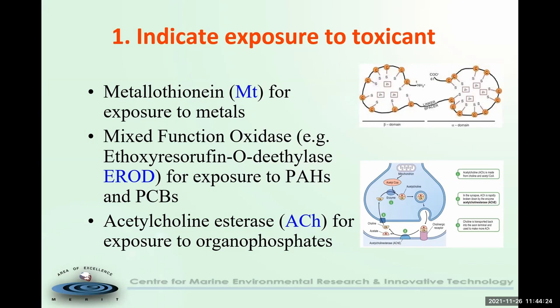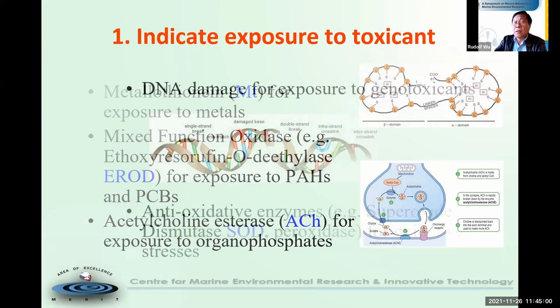So methylphyllene, and then indicate the exposure to metals. And again, a number of these mixed function oxidase, like EROD. If you find high EROD concentration in your fish liver, that means you've been exposed to PAH and PCB in the environment. If you find high level of acetylcholine esterase in the body, that means you've been exposed to organophosphate, the pesticide. So again, the measurement is relatively easy and gives you very good indication without measuring the pollutants alone.